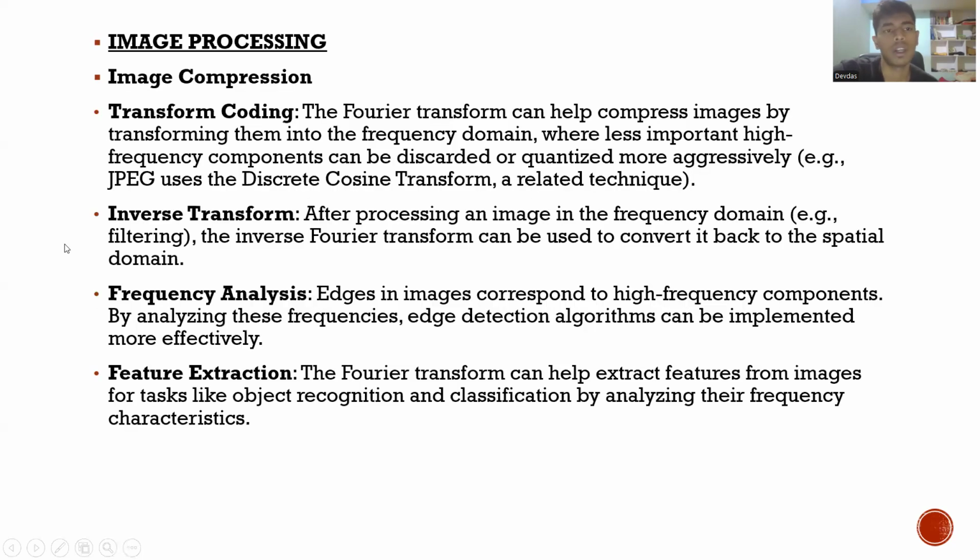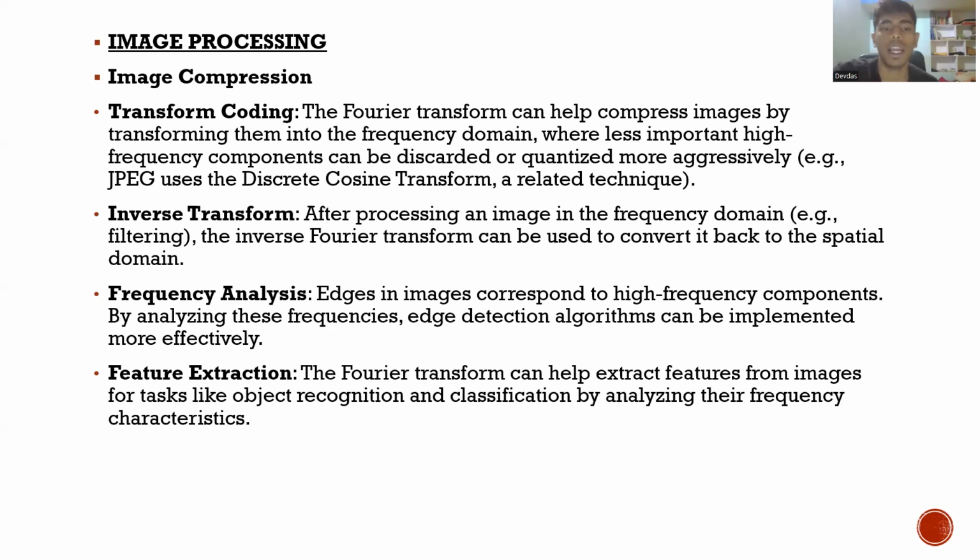Transform coding. The Fourier transform can help compress images by transforming them into the frequency domain, where less important high frequency components can be discarded or quantized more aggressively. Example, JPEG uses the discrete cosine transform, a related technique. Inverse transform. After processing an image in the frequency domain, for example filtering, the inverse Fourier transform can be used to convert it back into the spatial domain.